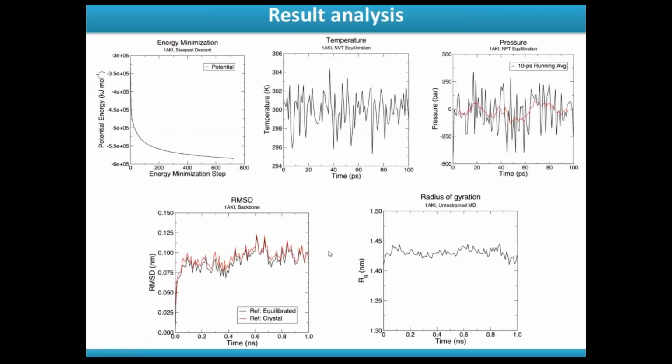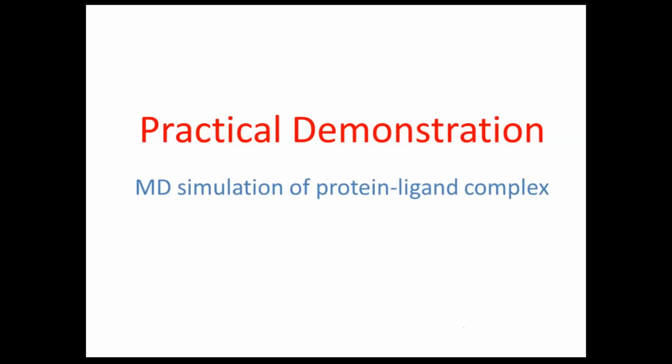And finally, we'll assess the results where you'll see the energy minimization, temperature and pressure profiles of the system, whether everything's going fine over there, and ultimately RMSD and RMSF profiles along with the radius of gyration of the system. So we'll try to produce these results. With this, we'll move to practical demonstration. If you have any questions, I can take some questions now.